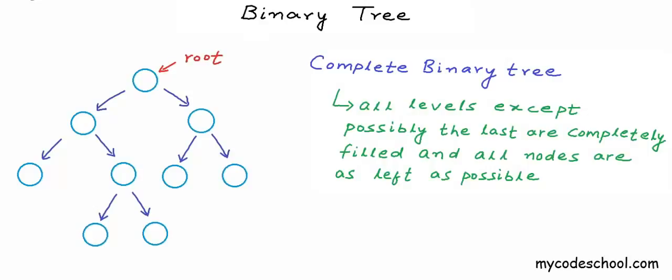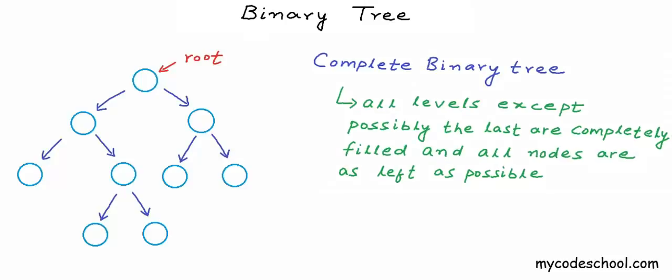We call a binary tree complete binary tree if all levels except possibly the last level are completely filled and all nodes are as far left as possible. All levels except possibly the last level will anyway be filled. So the nodes at the last level, if it's not filled completely, must be as far left as possible. Right now this tree is not a complete binary tree.